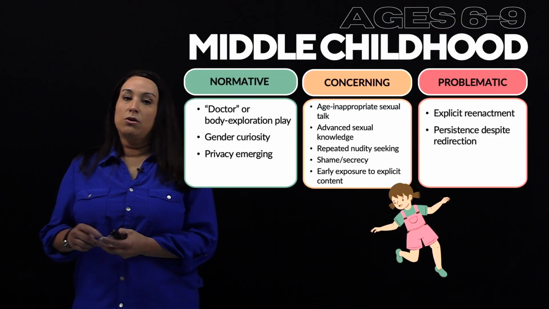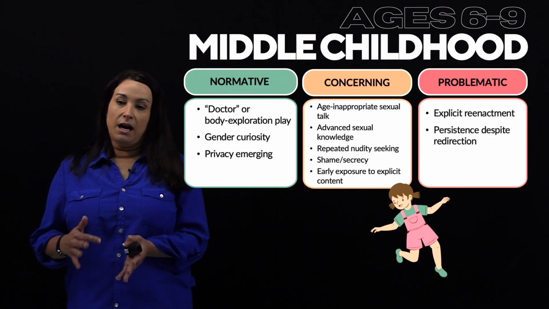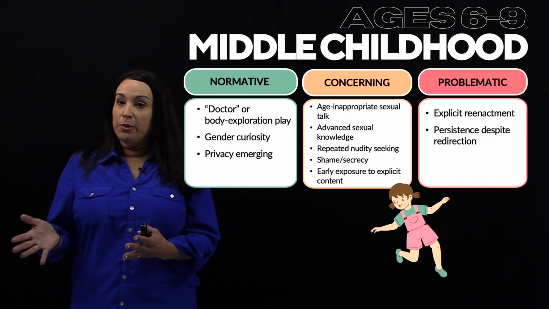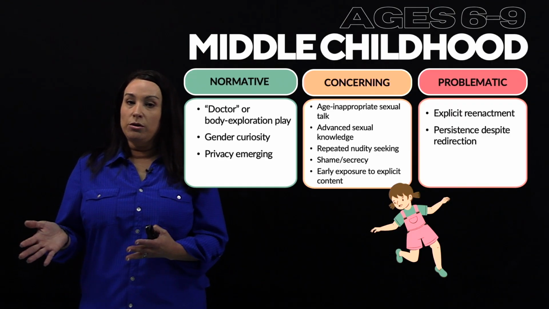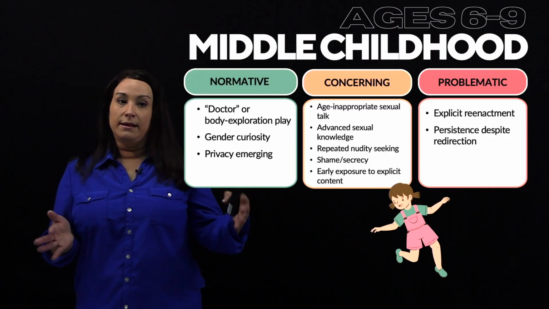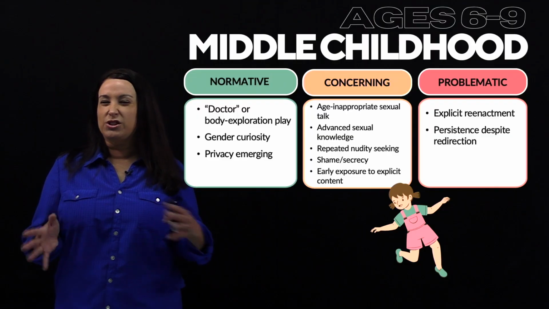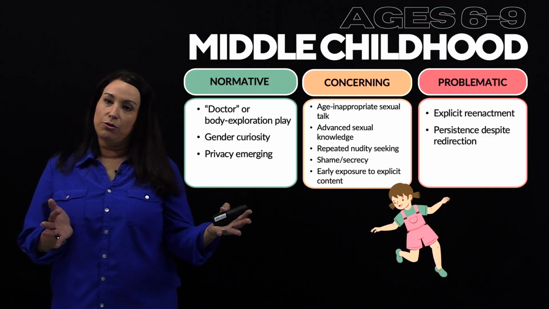So now we're going to talk about middle childhood. This is 6 to 9 years old. Again, I didn't include puberty here. However, for some girls, they may reach puberty at the end of this age group. So that is a possibility. Just keep that in mind. This may overlap with late childhood for some.